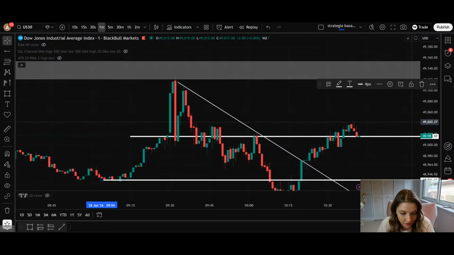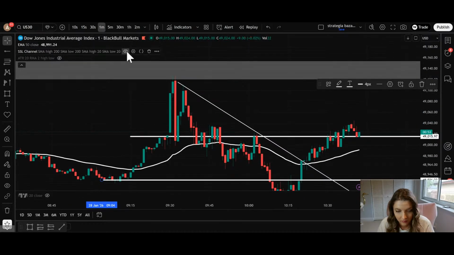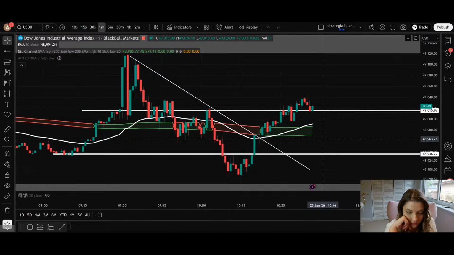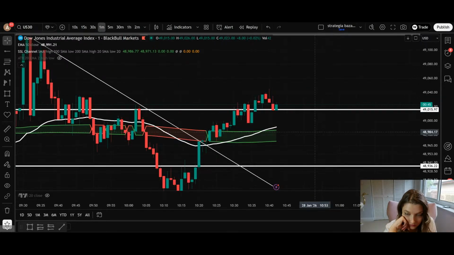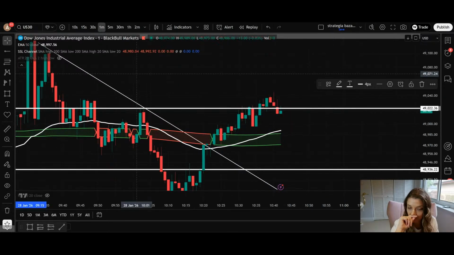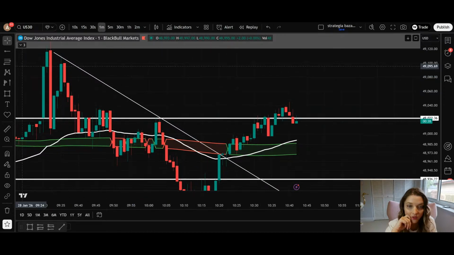49 was a good entry. No, not yet. We are at the opening here. The price just opened now.